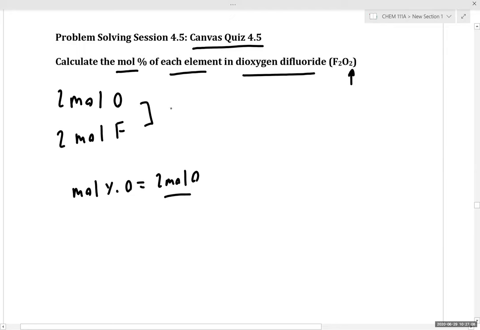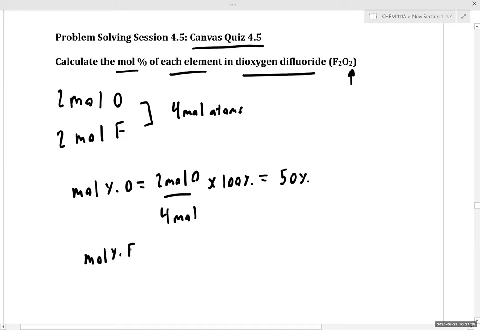And for our total moles, 2 plus 2 gives us 4 moles of atoms. So for our mole percentage of oxygen, we'd have 2 moles of oxygen over 4 moles of atoms times 100%. And that in turn gives us a mole percentage of 50%.